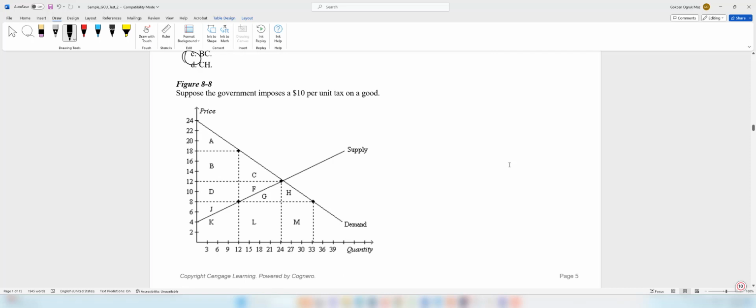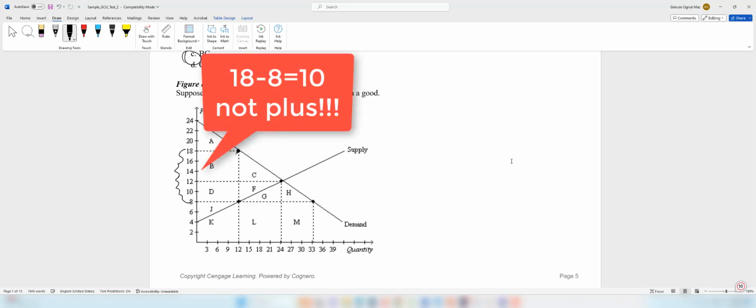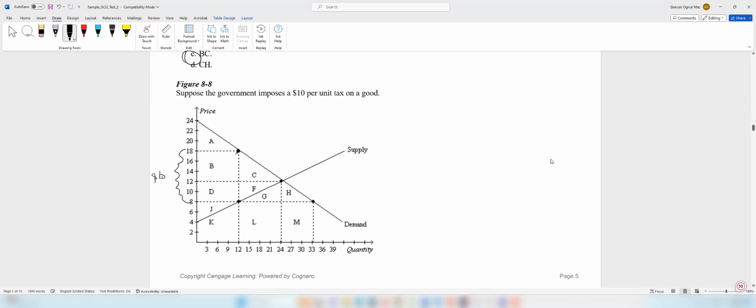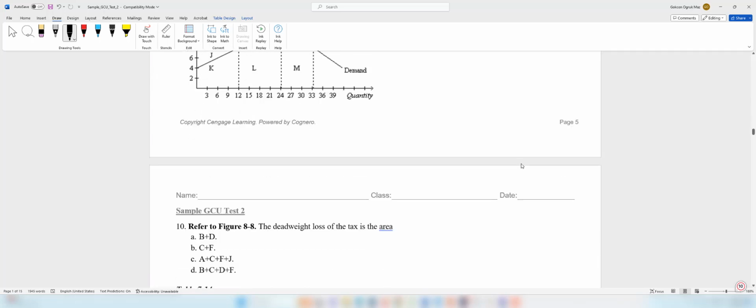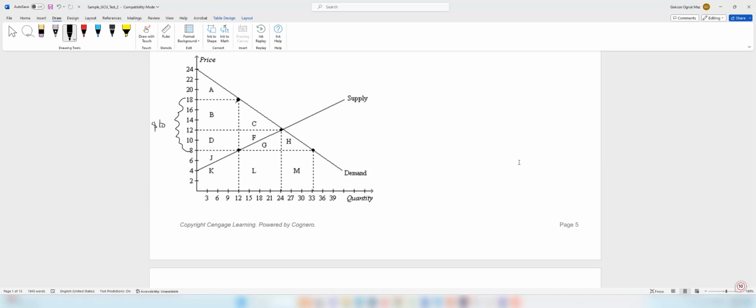Suppose the government imposes a $10 per unit tax on a good. $10 is here from this part to this part. The length is 18 minus 8, which is $10. Okay. And the question is asking, what is the deadweight loss? So with the tax, consumers are paying $18. So this is consumer surplus. And producers are receiving $8. So therefore, this is producer surplus. And the difference, this B and D, is the tax the government collects, $10 times the quantity. And C and F are the deadweight loss, this triangle.